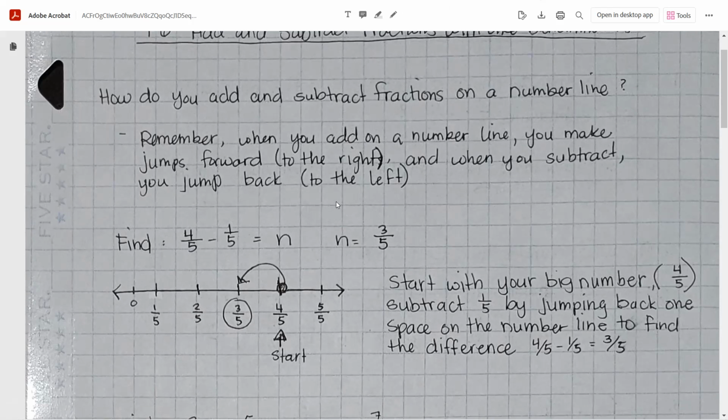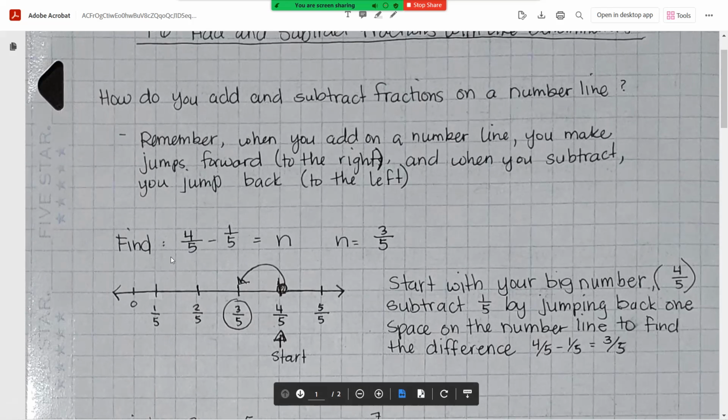So our first example question here is going to be to find the difference of 4/5 minus 1/5, which equals n. That's our mystery number. Now I'm going to draw my number line into fifths. So from 0 all the way to 5/5, which is 1 whole. So I have 1, 2, 3, 4, 5 parts.